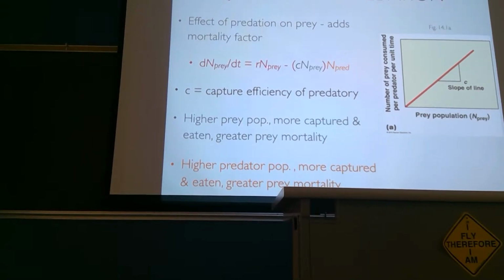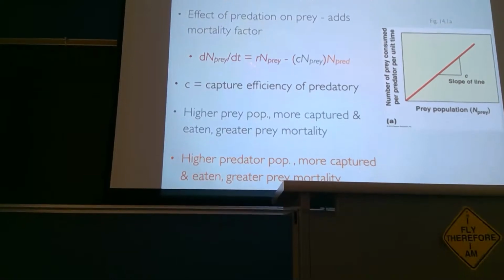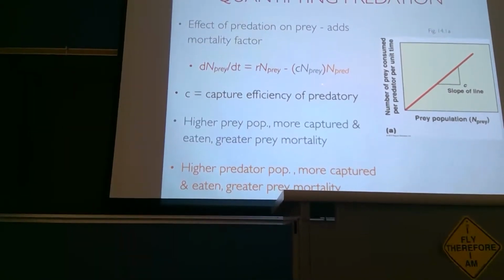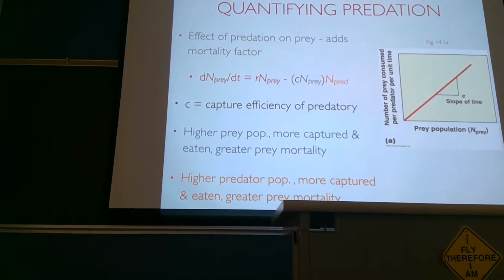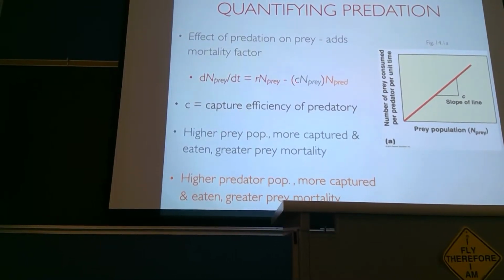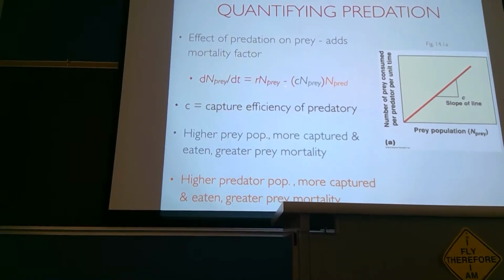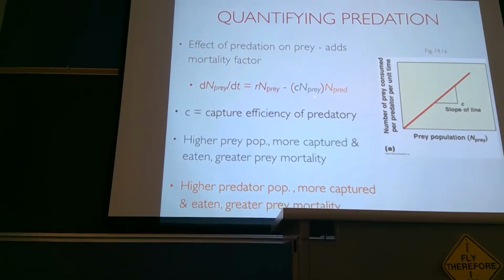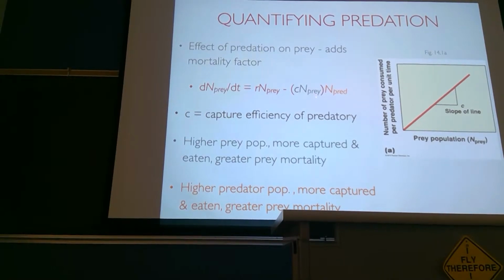How many babies do they have, and then how big is their population? You'll get a certain number of babies produced depending upon how big the population is. You then will have a certain number of prey that die. Okay, and the number of prey that die will be equal to the capture efficiency of the predator, which is C, times the prey population, times the predator population. The more predators there are, the bigger this number will be, the more prey will die. The more efficient a predator is at capturing prey, the more will die.